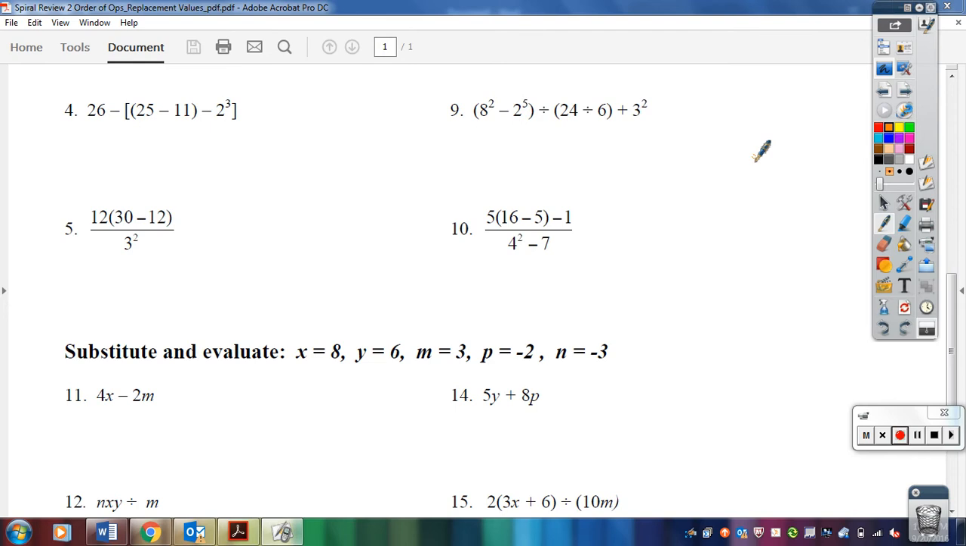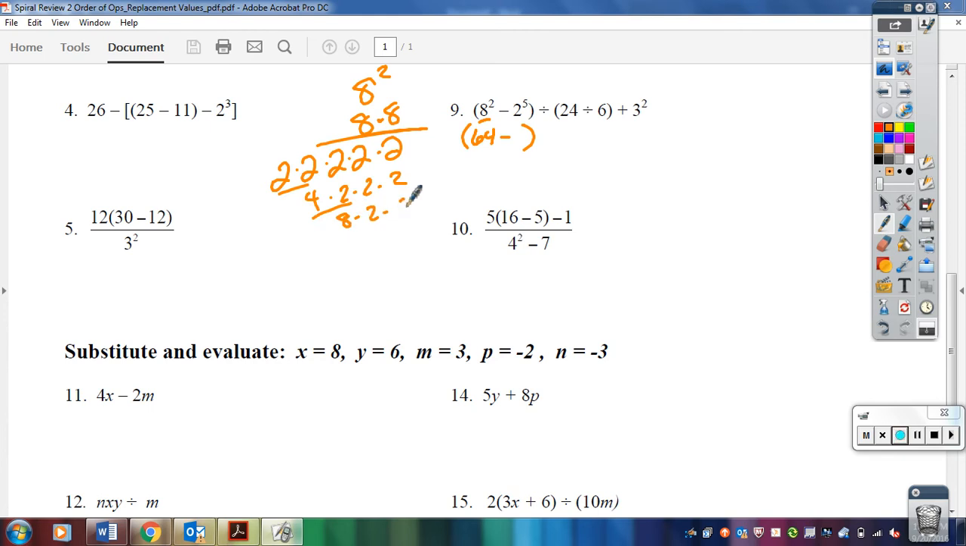Number 9, the work inside the parentheses first would be 8 squared, which is 8 times 8, 64, not 16. Minus, still inside the parentheses, 2 to the 5th power is 5 2s. That's 4 times 2 times 2 times 2, which is 8 times 2 times 2, which is 16 times 2, or 32. 64 minus 32.